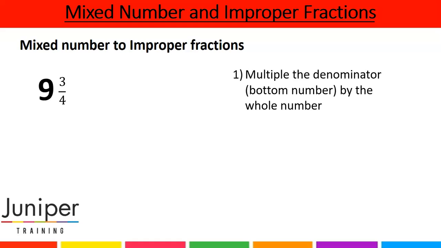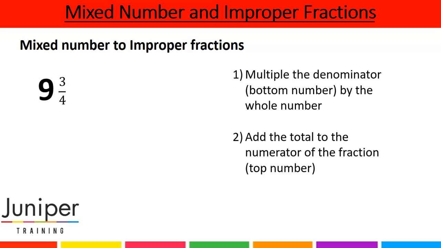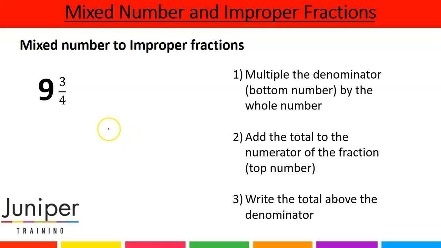So, to convert them, first step, you need to multiply the denominator, which is our bottom number, by the whole number. So in this situation, our whole number is 9 and our denominator is 4. Once we've done that, we add the total to the numerator of the fraction, which is this top number here. So the numerator of the fraction to the side. And then finally, you add the total above the denominator. So let's do it for this number here.